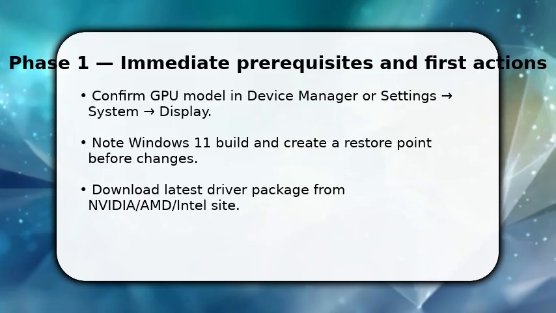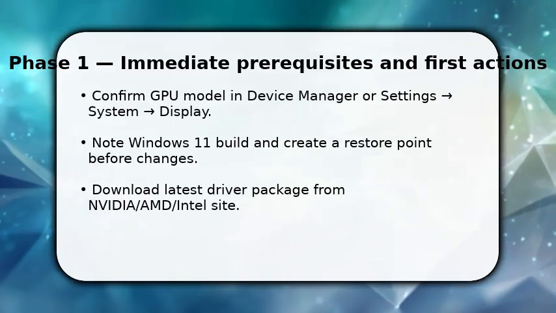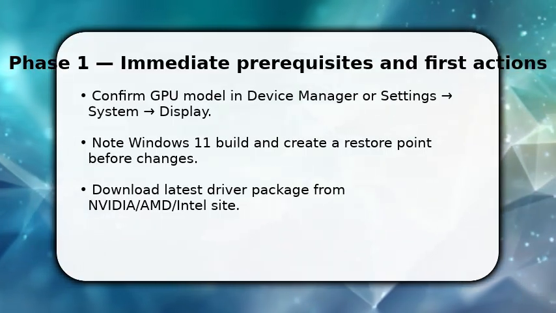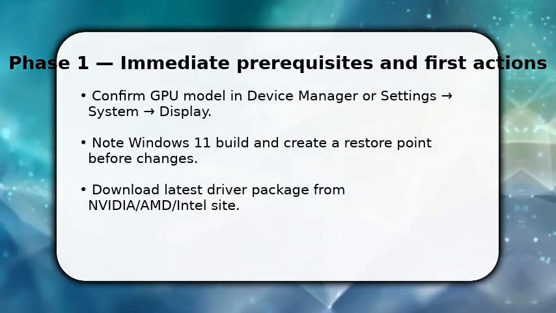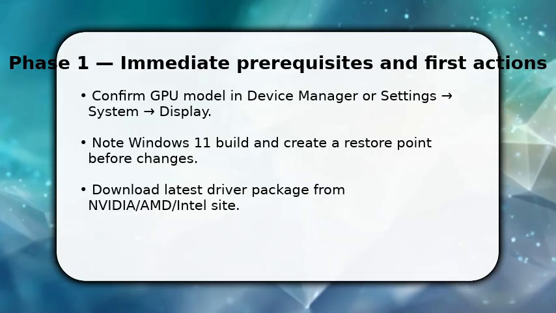You begin by confirming your exact GPU model and current Windows 11 build. This prevents incompatible installs. Once done, make a quick system restore point so you can roll back if needed.